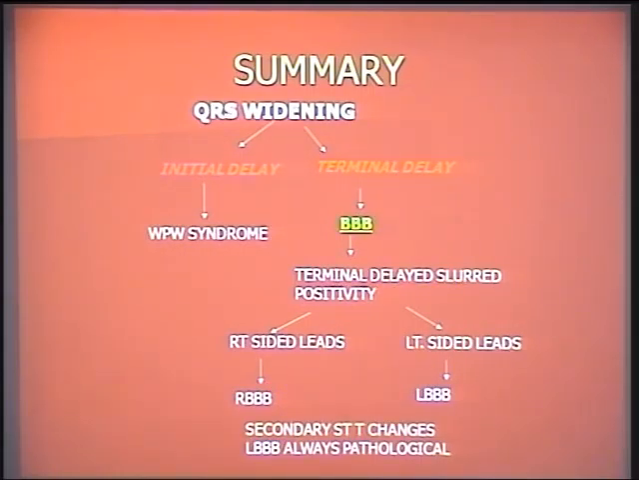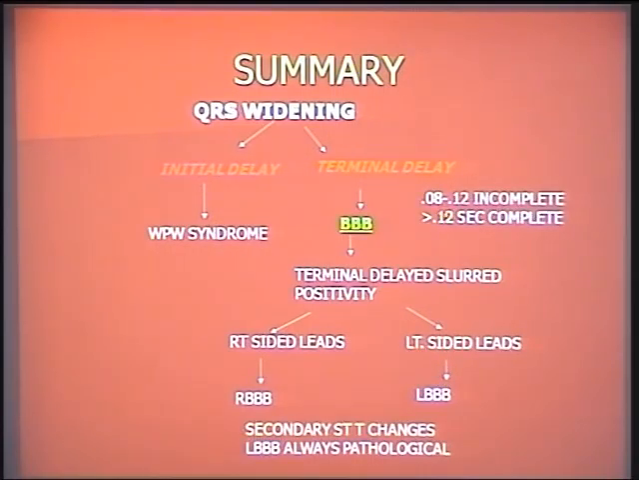Whereas if the terminal delayed slurred positivity is over the left-sided leads, it is left bundle branch block. The concept is the left ventricle is activated late. The activation front is coming from the right ventricle through the muscle. So the left-sided leads will have a terminal delayed slurred positivity, almost always pathological. Left bundle branch block is almost always pathological.